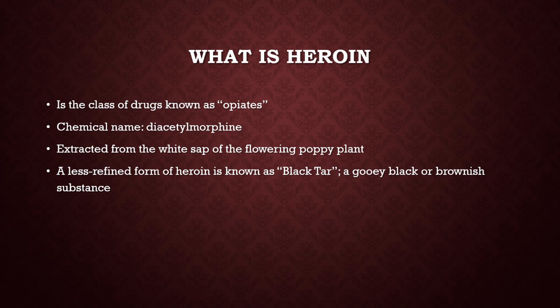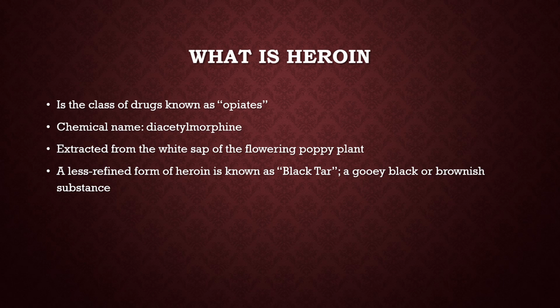Heroin is a derivative of the opium poppy plant, and it belongs in the class of drugs known as opiates. Opiates are derived from the white sap of the flowering poppy plant, which contains morphine and codeine, both of which are very effective painkillers and are used in many prescription medications. Pure heroin is a white powder with a very bitter taste. The less refined forms of heroin are known as black tar. It's a gooey black or brownish substance.